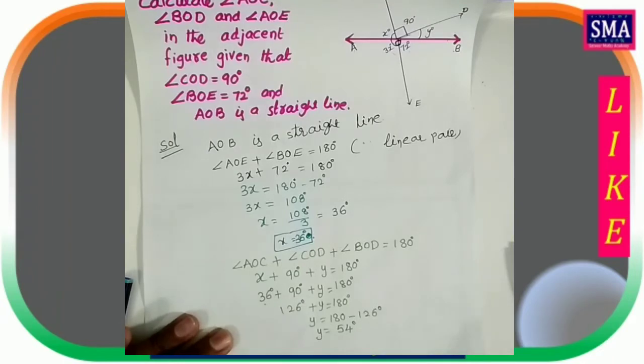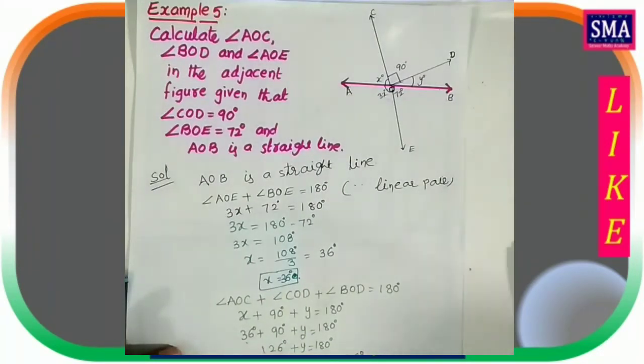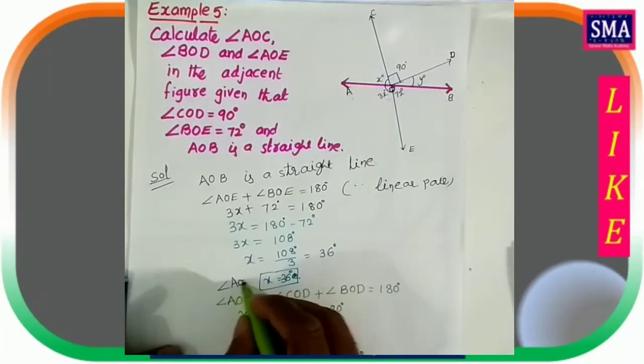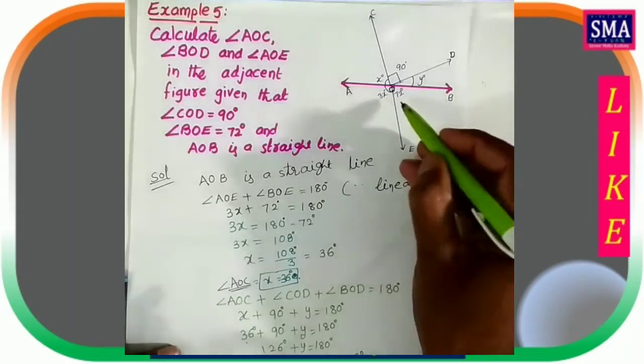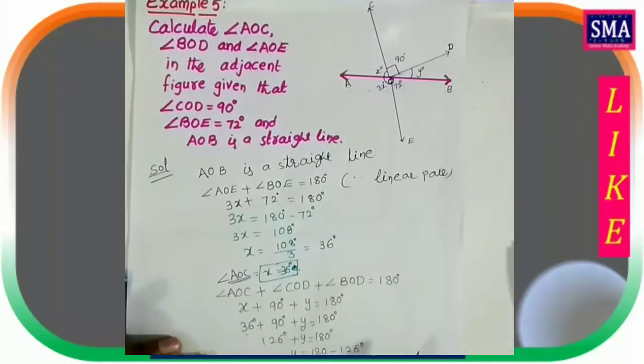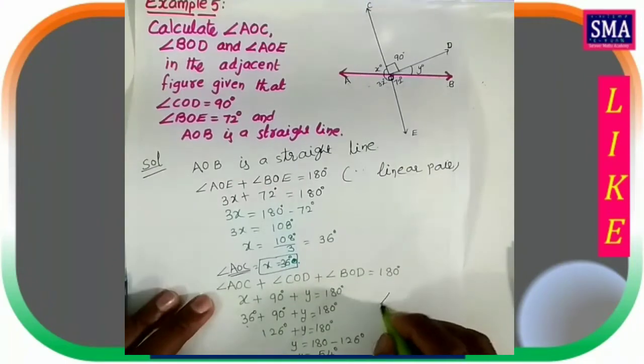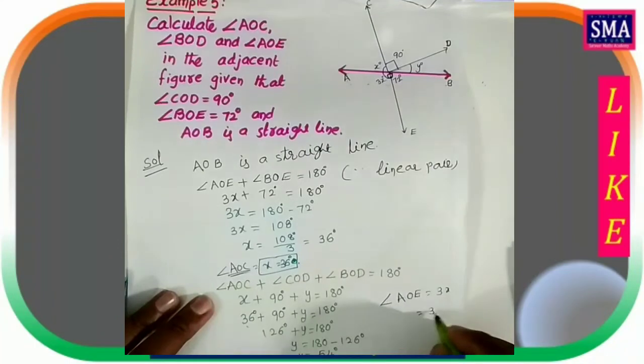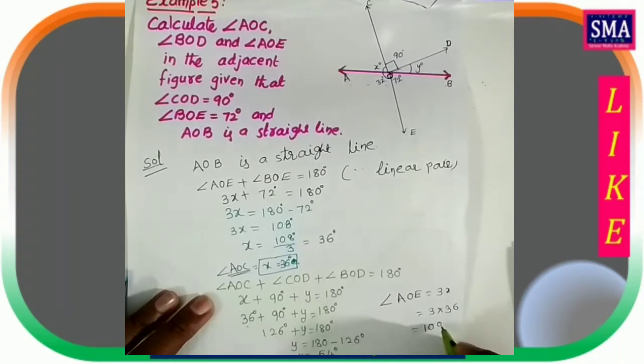From the figure, y equals BOD, and x is equal to AOC; angle AOC is equal to the x value. Another one is AOE: angle AOE equals 3 times x. So 3 into 36 is 108 degrees. Okay, angle AOE equals 108 degrees.